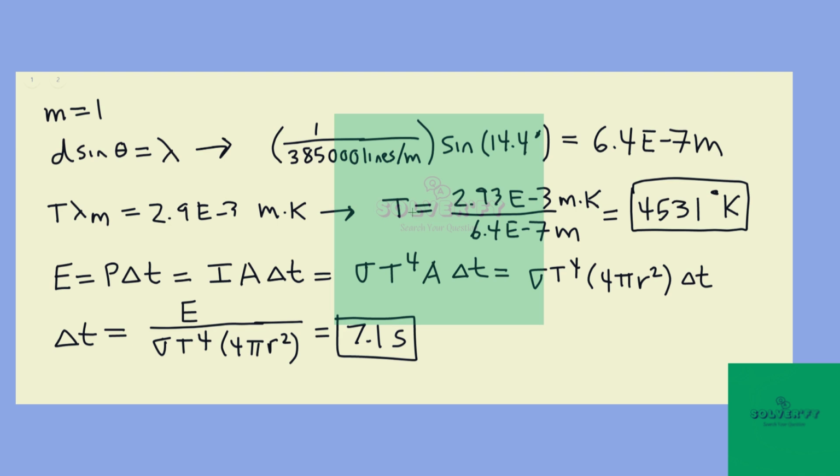So that's it. Really think through the process for the problem. The hardest part is finding the wavelength of the light given this interference pattern. From there, it becomes much more simple. Okay, thank you very much.